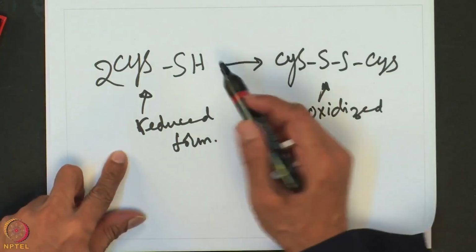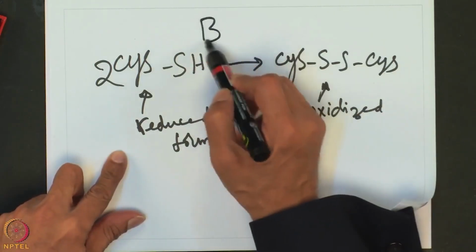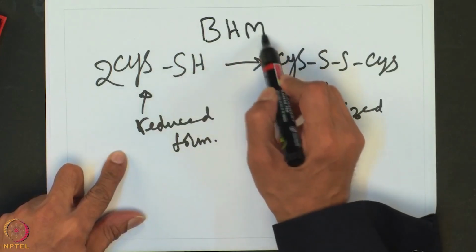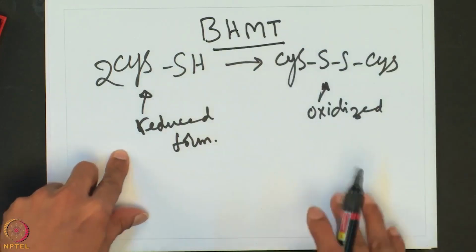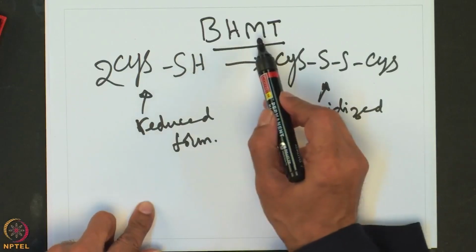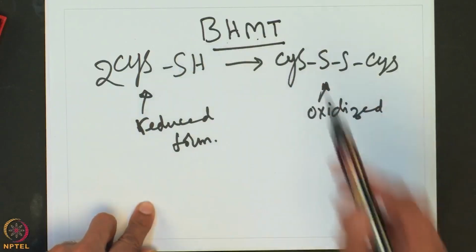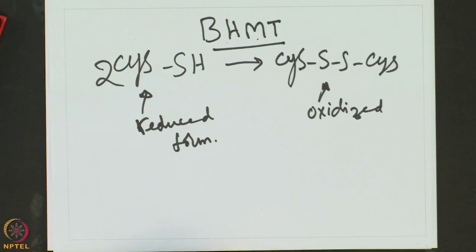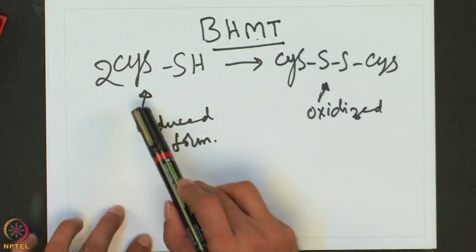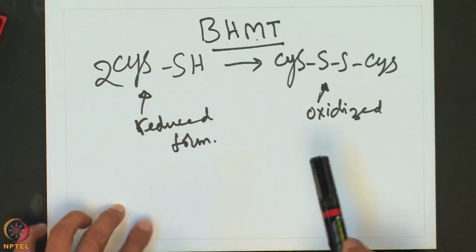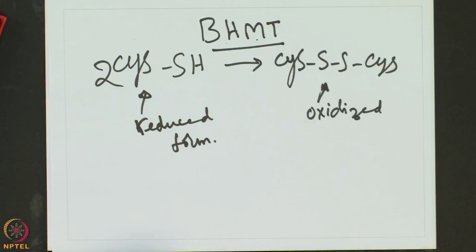So, this is betaine homocysteine methyl transferase. In this particular reaction there is a redox occurring. The redox is not occurring at the zinc, but by the cysteine to disulfide conversion.